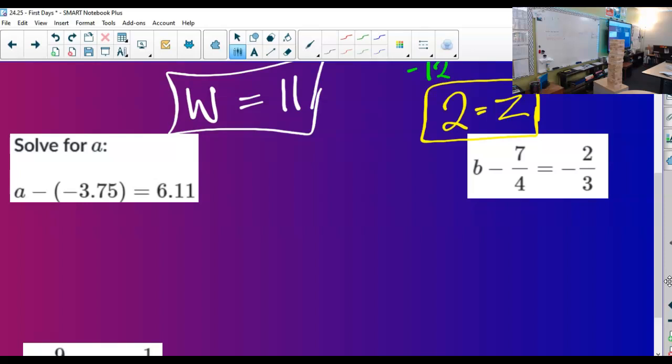Careful when you're writing these down. You might miss part of this. Because it's minus negative. And what happens when I minus the negative? Jot it down. A minus negative 3.75.